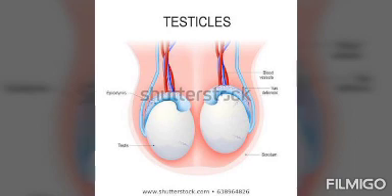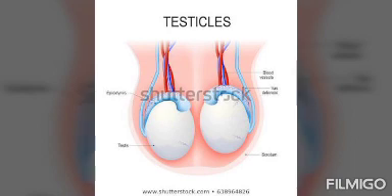They are a pair of ovoid bodies lying in the scrotum. So where is the location of the testis? It is lying in the scrotum. Second point, the scrotum is a sac of skin that hangs outside the abdominal cavity. So it is an organ located outside the body, outside the abdominal cavity.